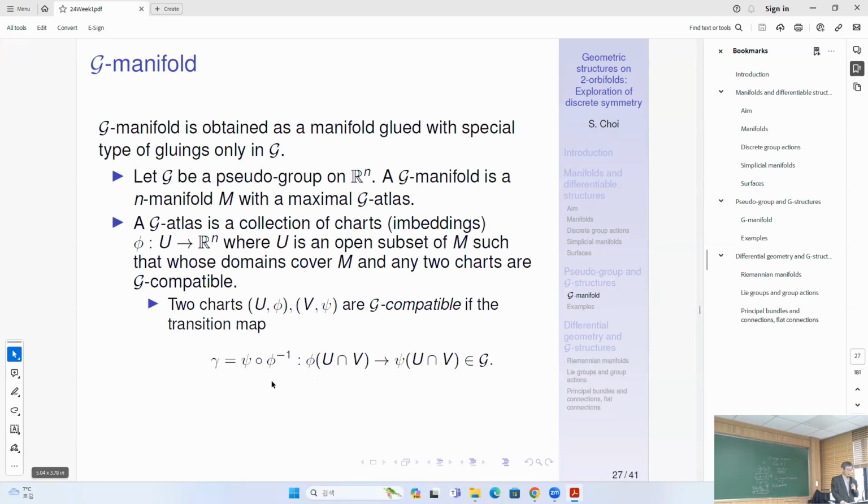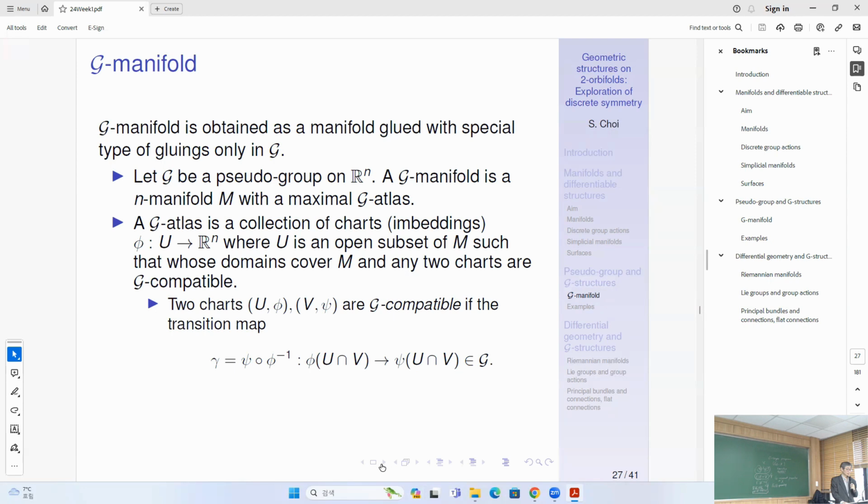It means that you take the image of the intersection by phi, and then you send it to the image by psi of the intersection. Then this map psi phi inverse goes from some open set in Rn to an open set in Rn, or in X. X is fine. And this means it's compatible. So if you have a maximal collection of these, then this is going to give you a G manifold. For any pseudo group, you can define a G manifold, though sometimes this doesn't exist on a given manifold.